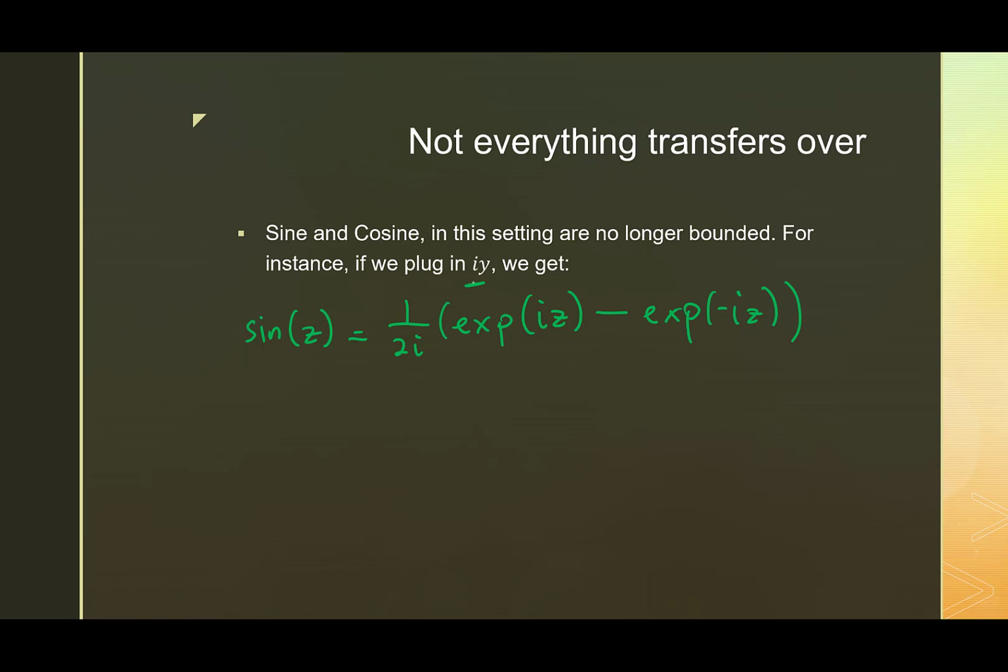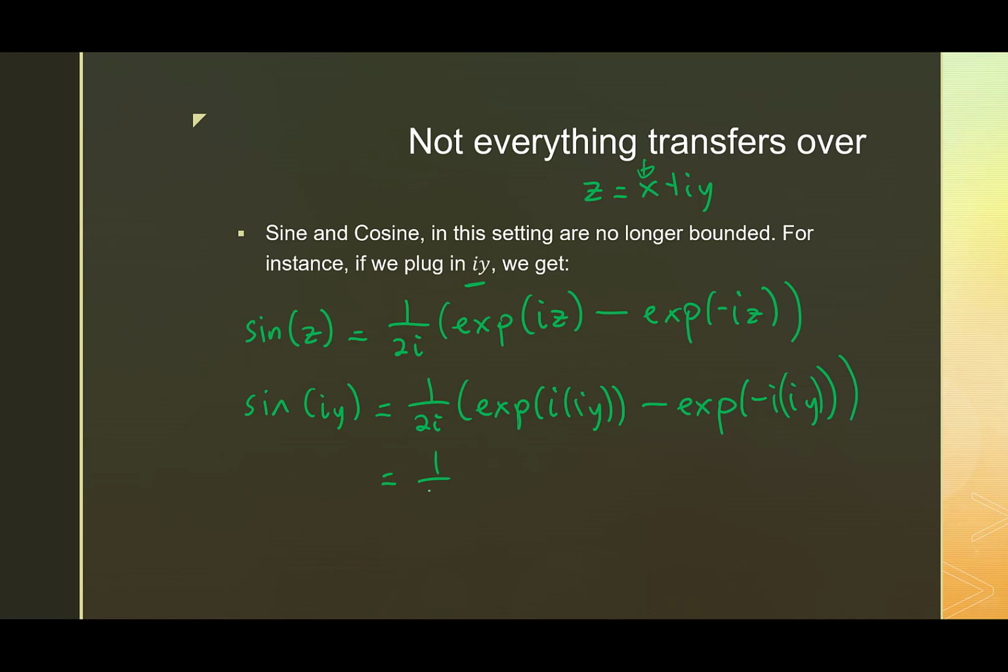Now, what happens if we plug in i times y? Remember, we're writing z as x plus iy, right? Well, what if we didn't have any real part? What if it was just imaginary? Let's see what happens. We'll get sine of iy, which is equal to 1 over 2i times exp of i times iy minus exp of minus i times iy. Okay, now let's simplify this. This looks sort of terrible. So this is 1 over 2i, and now i times i is going to give us negative y here, minus exp of negative i times i, which is going to give us a positive 1, so we just get y in the end.